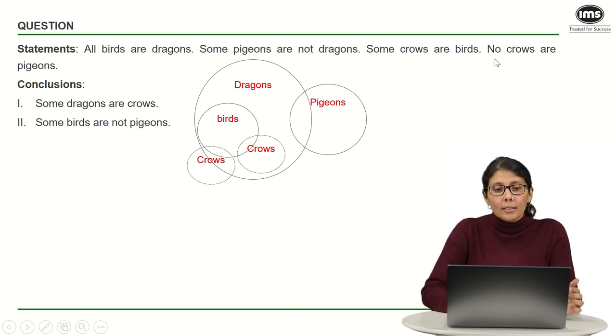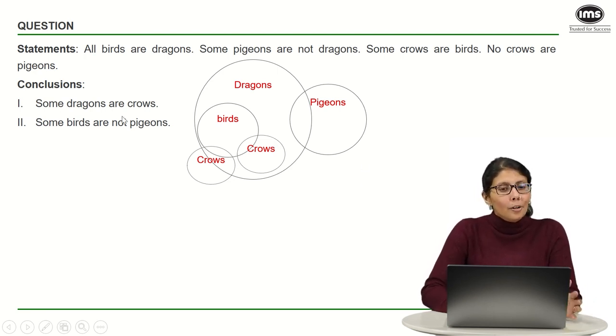The last one says, no crows are pigeons. We don't need to draw any further circles. No crows are pigeons simply means that the circle of crows cannot overlap with the circle of pigeons. Let's take a look at our conclusions now.